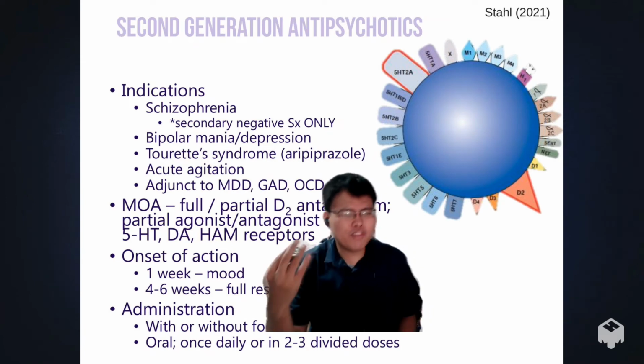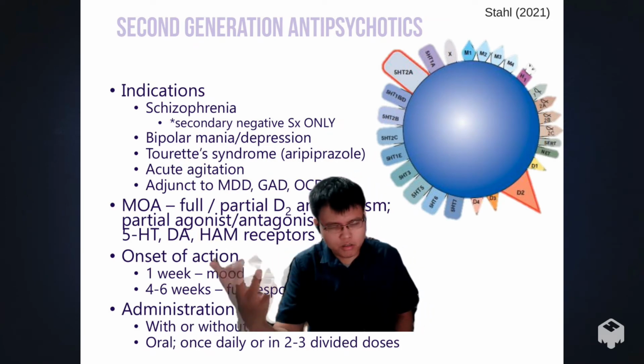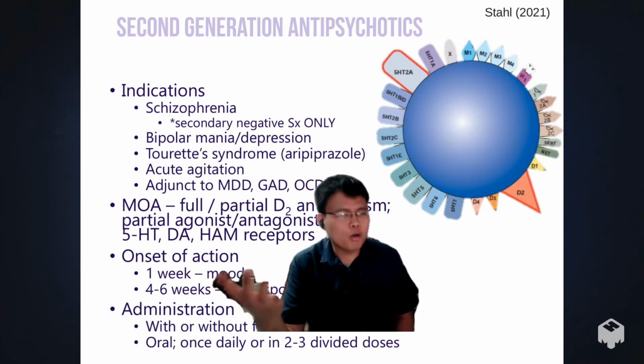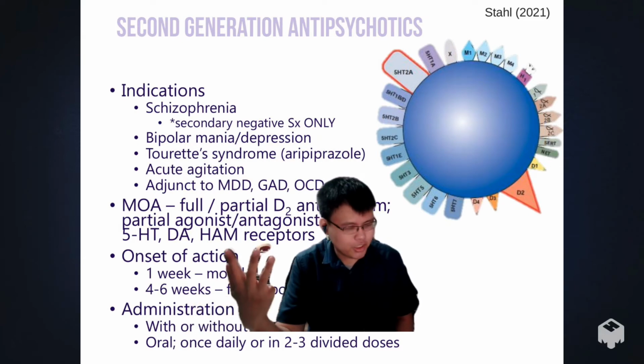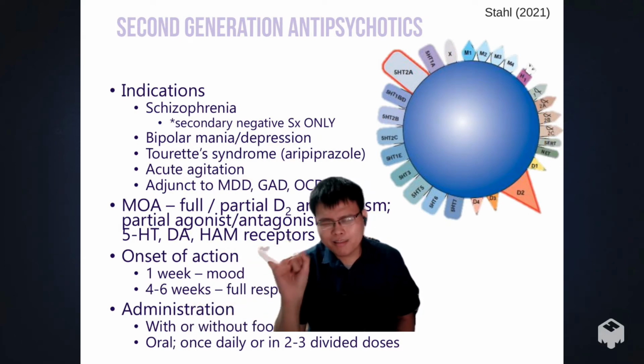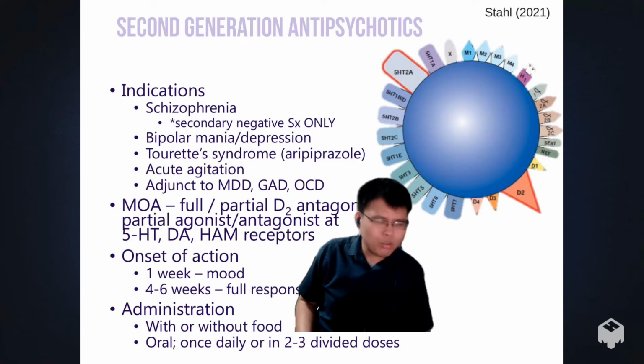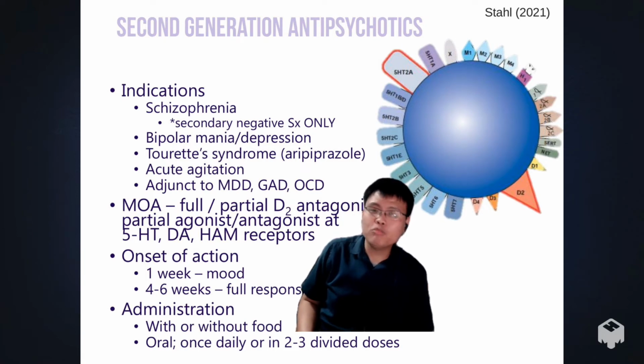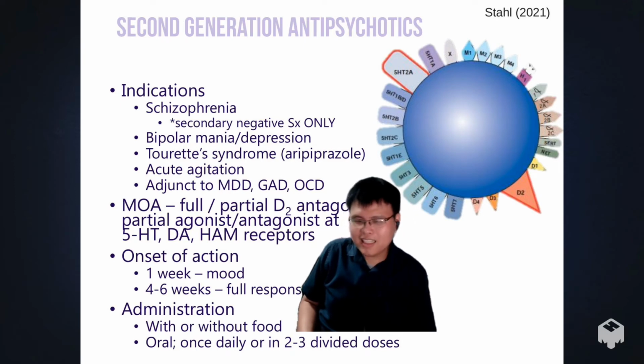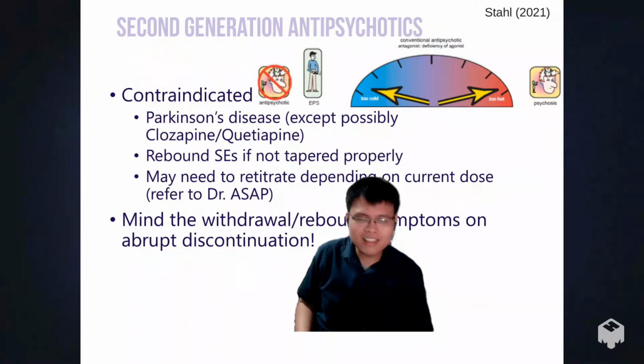And similar to first gen antipsychotics, it's not just oral dosage forms. You might see depot injection, intramuscular injections, or disintegrating tablets, immediate release tablets. And you can divide the doses, like for risperidone, we divide the doses there. And for clozapine, some of them usually once daily. Since many of them are sedating, usually we give it at night. Or if it's divided, we give a bulk of the dose at night.